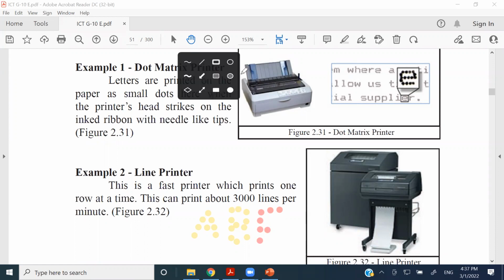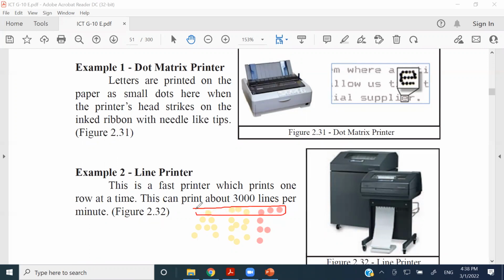So when it comes to the line printer, what really happens is, if you want to create ABF, this line prints first, then this line prints next. That is why it is called line printers. This line prints later. So line by line, it is being printed. Okay, is that clear, everyone?